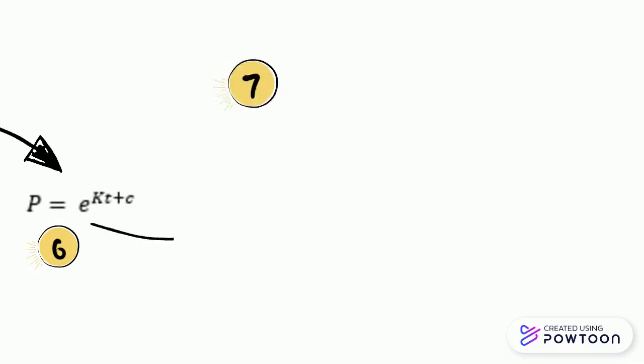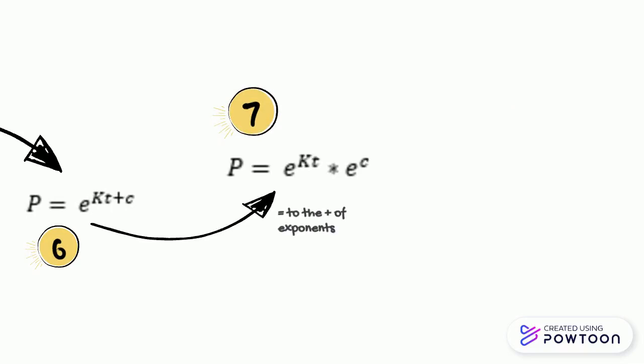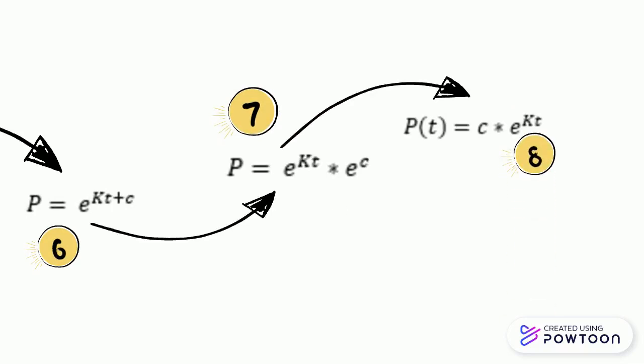Then, our logarithm is 1, so we only remain with P on the left side. Multiplication of exponents with the same base equals the sum of the exponents. e to the C is a constant, so we can replace it with C. Multiplication is equal to equation 1.